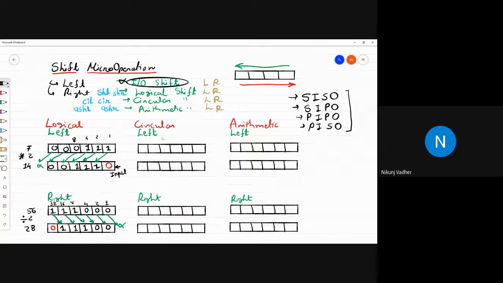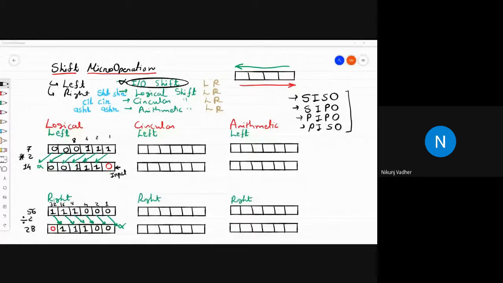Now let's have a look at the circular shift. This type of register you can study in Anand Kumar. In Anand Kumar they have given register with parallel load and register with serial load, so they have mentioned that in that book.